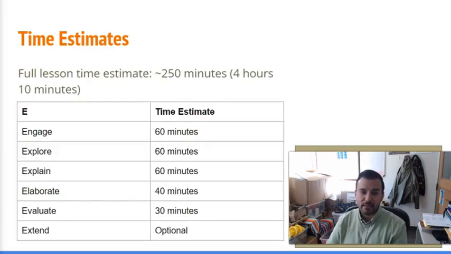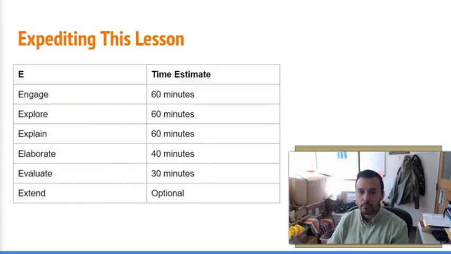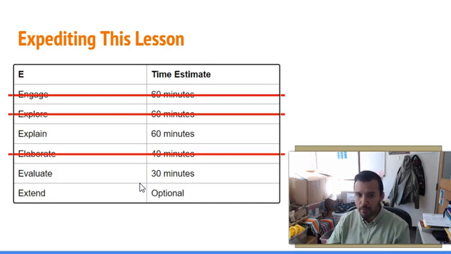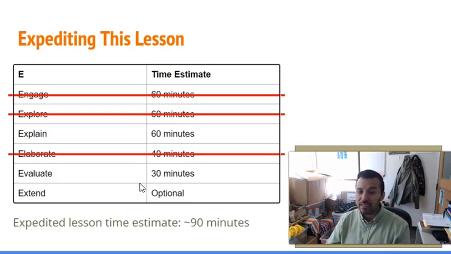We estimate that to enact this full lesson, it will take approximately 4 hours and 10 minutes, and that's broken down as you see here on this table for each E. However, if your students know about NASA's Artemis missions, then you can probably expedite the Engage and Explore sections. Additionally, if your students participated in last year's student challenge, then you could potentially expedite the Elaborate section if they are well acquainted with what a mission development log is. So, an expedited lesson estimate time is around 90 minutes.